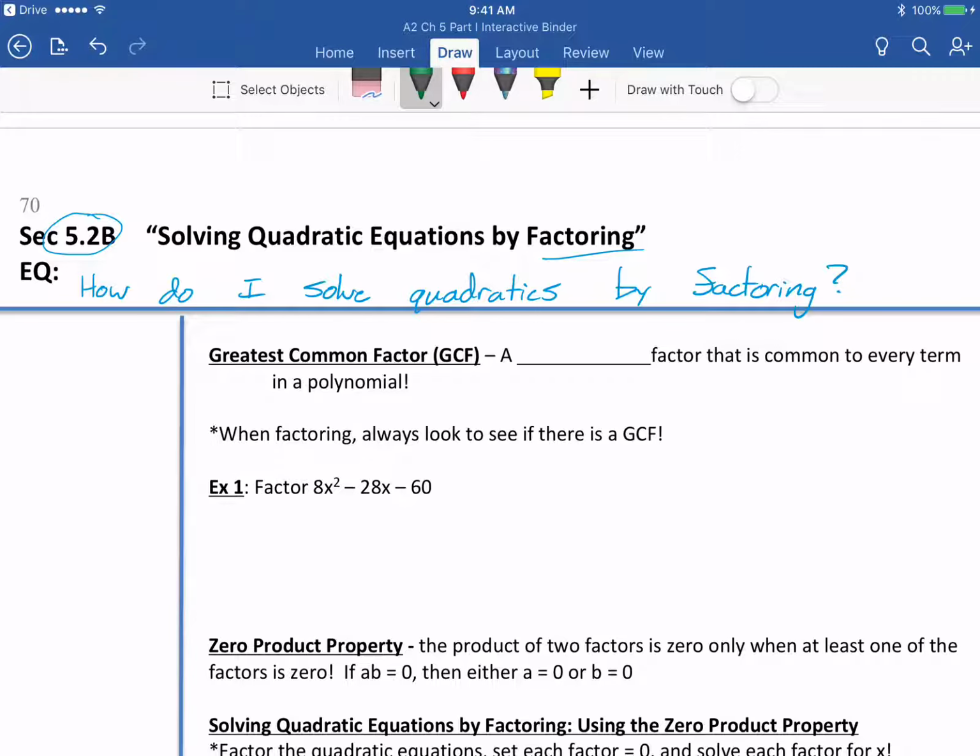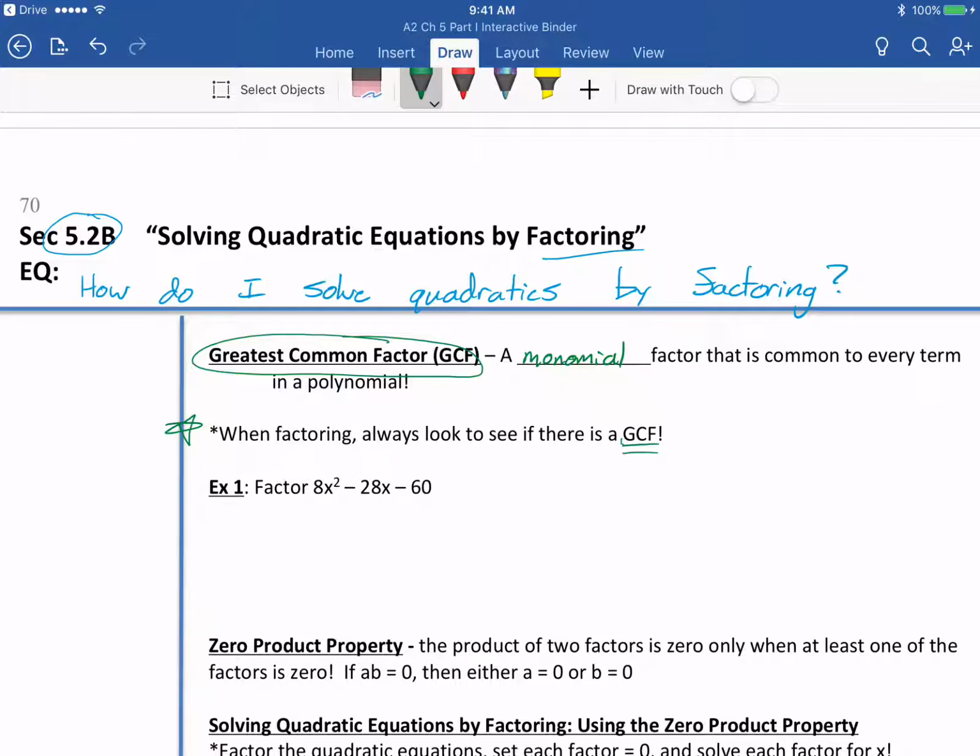Greatest common factor, and this is always a good thing to keep in mind when we're factoring. We always have to look for a greatest common factor first. So a greatest common factor is a monomial factor that is common to every term in a polynomial. So when factoring, always look for a GCF first.